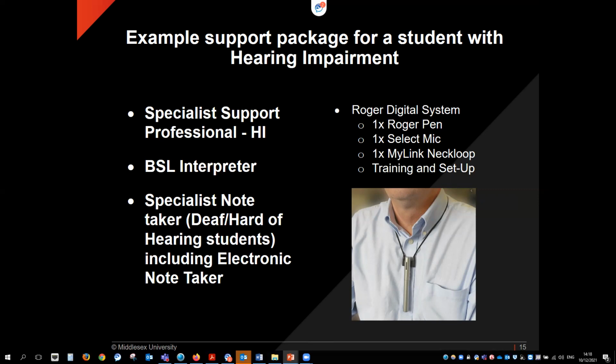Okay, there's also a gadget for students who would benefit from this. It's called the Roger digital system. You can see a pen hanging around the neck of the lecturer. So this pen would transmit what the lecturer is saying straight into the student's hearing aids. So the student doesn't have to sit in front of the class and struggle to hear the lecturer or try to lip read. Everything that the lecturer says will go straight into the student's hearing aids. And of course, all the background noise will be eliminated. So this is quite good piece of equipment that we recommend quite often.